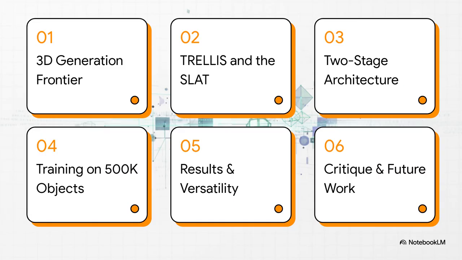All right, so here's the game plan for today. We'll kick things off with the big challenge in 3D generation. Then we'll get into the secret sauce of Trellis, this thing called a SLAT, and its really clever two-stage architecture. We'll also touch on the massive data set they used, see the amazing results, and wrap up with a little critique on what this all means going forward.